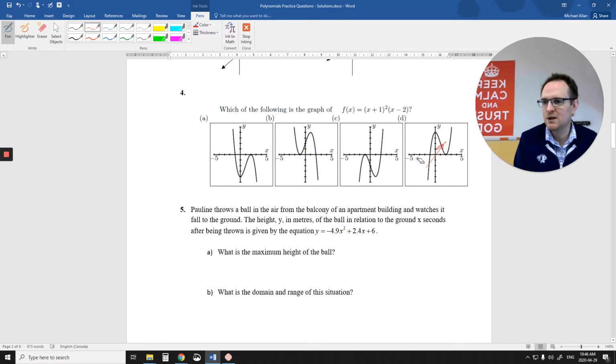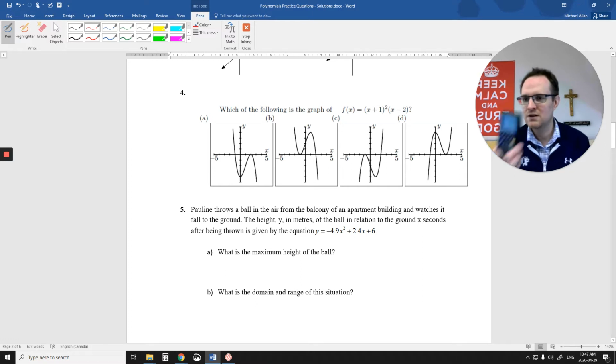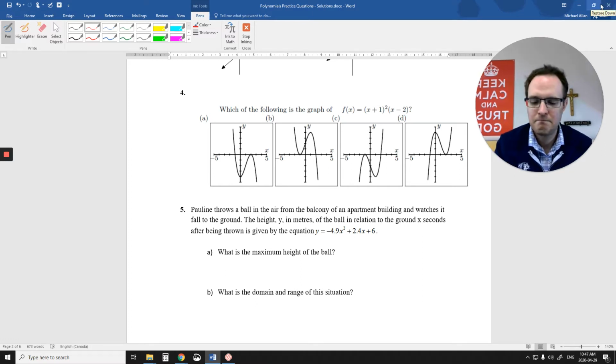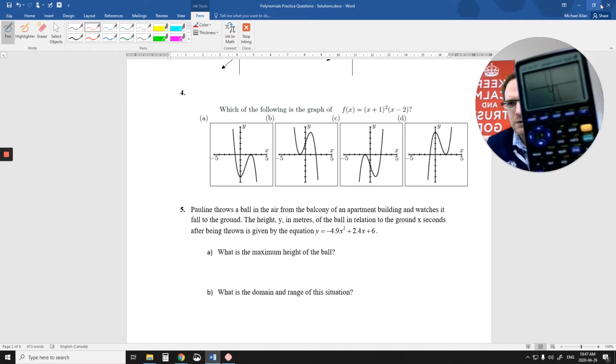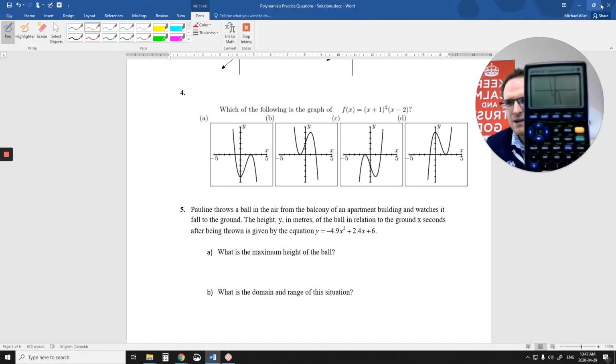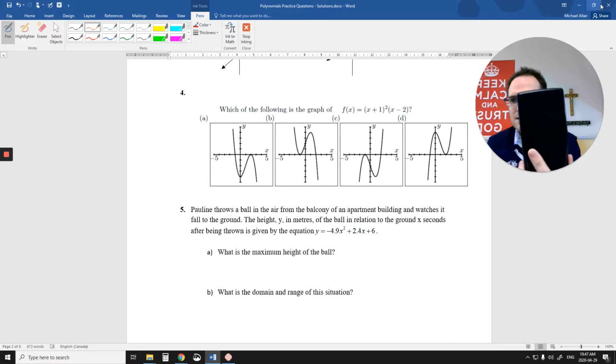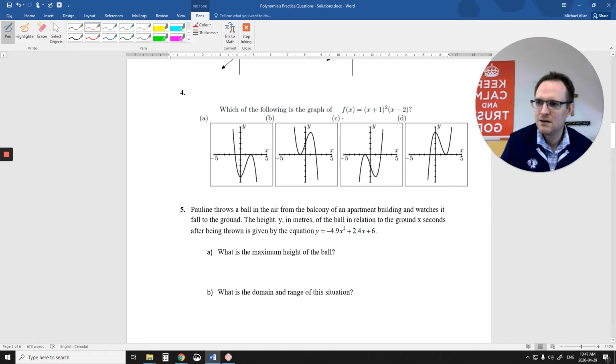That's beside the point. Really, if they ever ask this kind of question, just pull out your graphing calculator, plug it in there, and try to match it up. Seems pretty easy. So just type in exactly the way it is, (x plus 1) squared times (x minus 2). I graph that. Mine is backwards, so it's not quite the same here, so it's not going to be A. Because my thing is backwards, it's actually C. It's this graph right here.